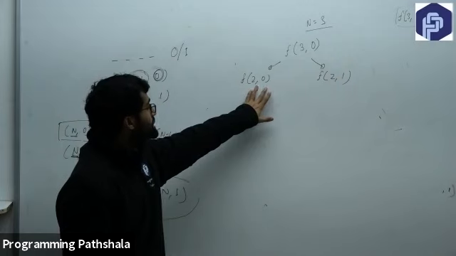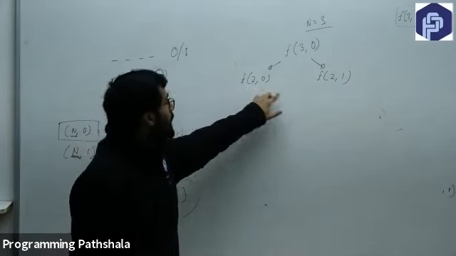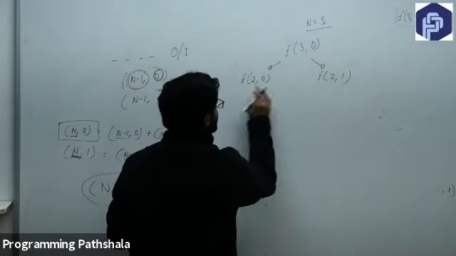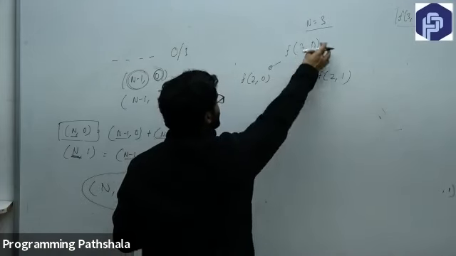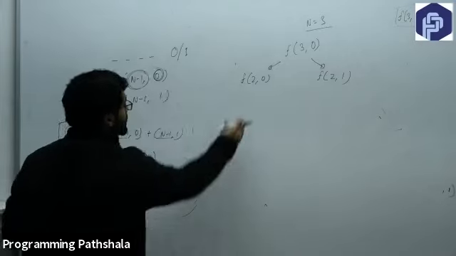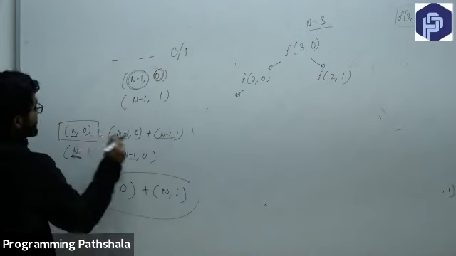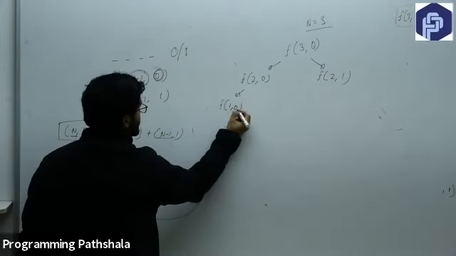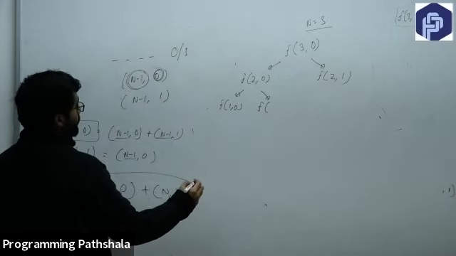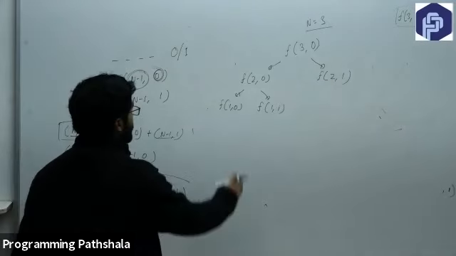F of 2, 0 says how many valid substrings of size 2 are there that end with 0. How many valid substrings of size 2 are there that end with 1. All of them can be appended with 0 and I will get all the valid substrings that are of size 3 and end with 0. Now let us take this down. F of 2, 0 will again, according to this, be f of 1, 0 and f of 1, 1.